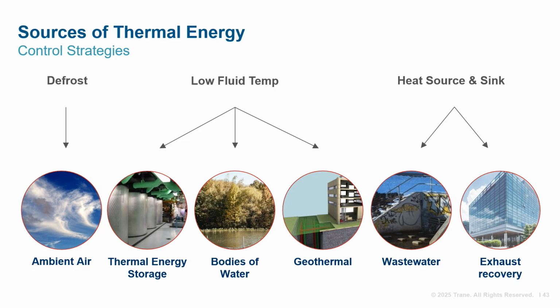Phase change thermal energy storage, bodies of water, and geothermal may all require low temperatures to extract heat. We'll talk about how to control the amount of heat that's extracted. Wastewater or exhaust air heat exchangers can be used as either a heat source or a heat sink. We'll talk about how to use these in systems that switch between heating dominant and cooling dominant modes.